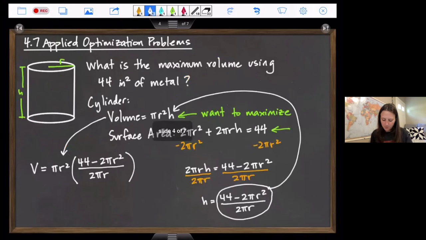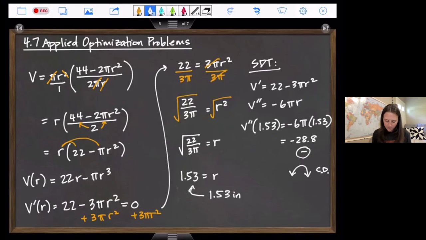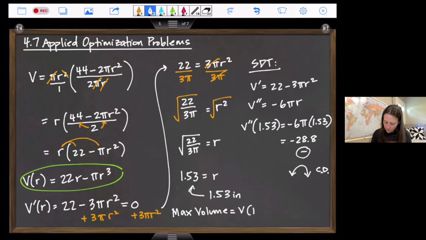So let me go back to the original problem. And it says, what is the maximum volume? They didn't ask for the radius, they actually asked for the volume. So let's remember our volume formula, let's use the volume formula that we figured out over there. Okay, so that's our volume formula that just depends on r. Let's plug in our r value for that. So we're going to say our max volume is going to equal V of 1.53, which is 22 times 1.53 minus pi times 1.53 cubed.